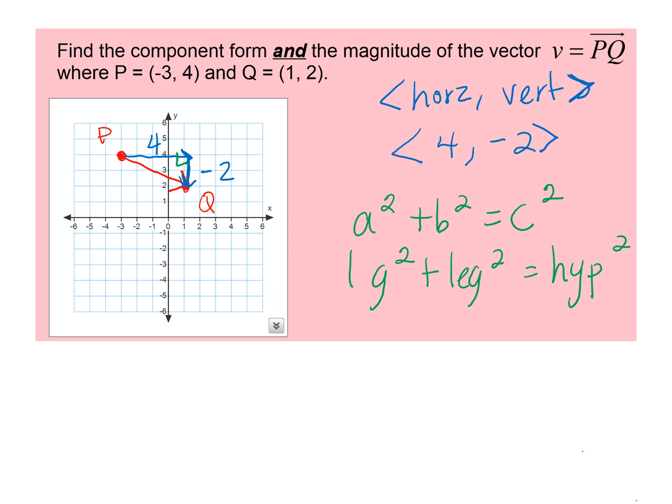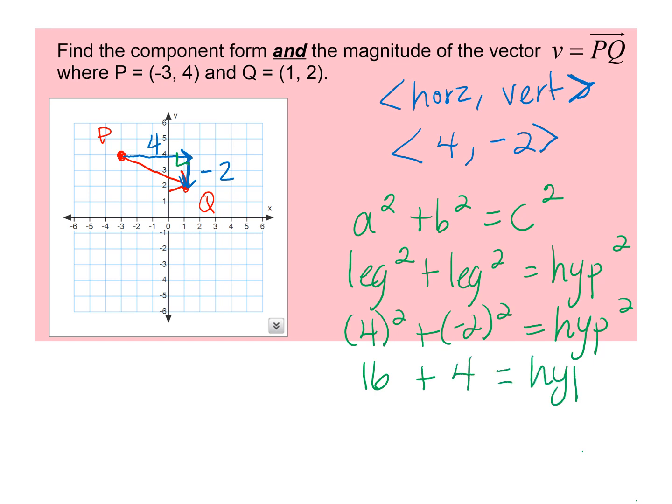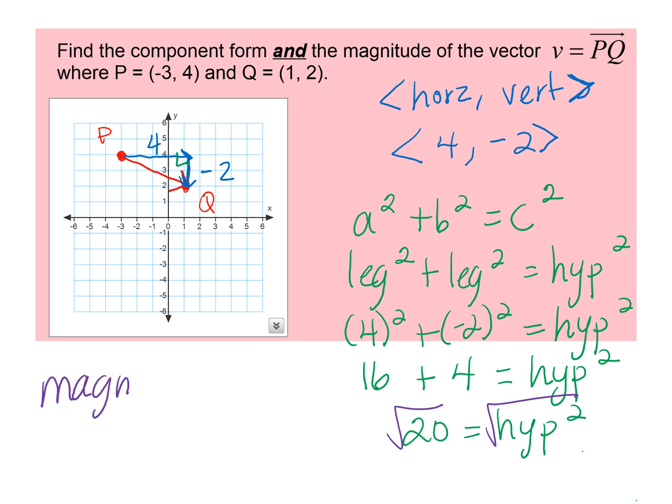Sorry about the extra line there. So it doesn't matter which one's which. So we've got 4 squared plus -2 squared equals my hypotenuse squared. 4 squared is going to give us 16. -2 squared is going to give us 4. Please be careful, don't tell me -4, as you guys tend to do. And that is 20. But that's the hypotenuse squared. So to find the actual hypotenuse, we take the square root. And so the magnitude of my vector is the square root of 20.